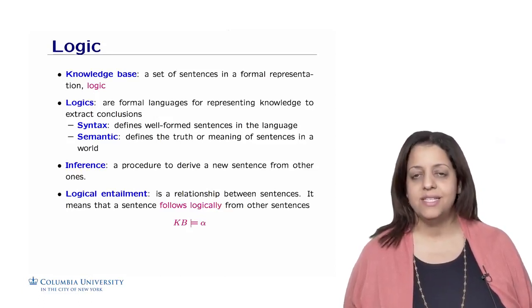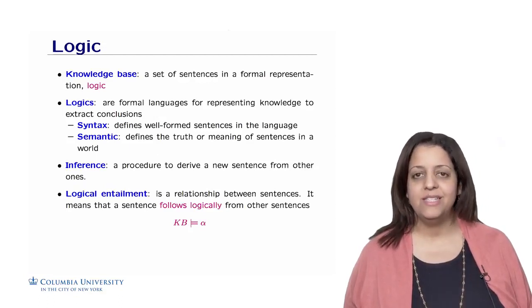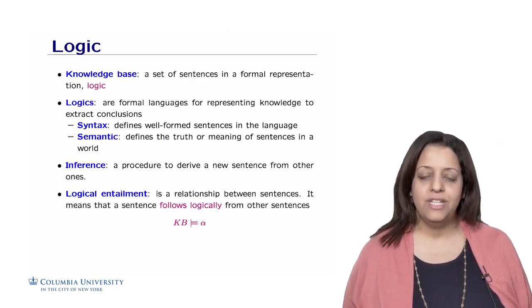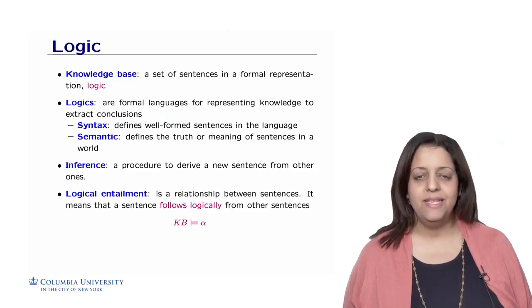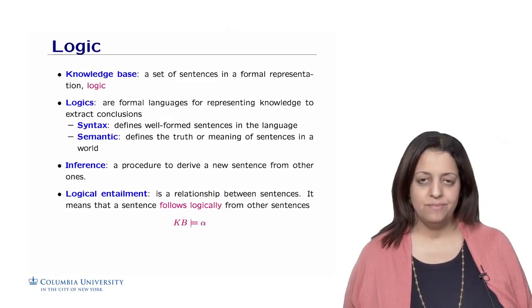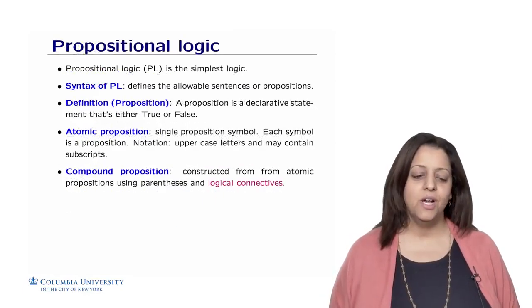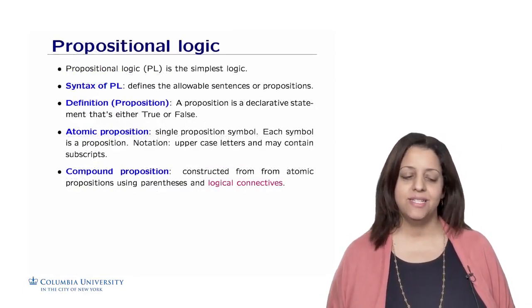This requires using only the syntax. And we use logical entailment in terms of semantics, which is a relationship between sentences. It means that a sentence logically follows from another one. And we would write, for example, that the sentence alpha follows logically from the knowledge base. In this lecture, we will focus on propositional logic, which is the simplest logic.